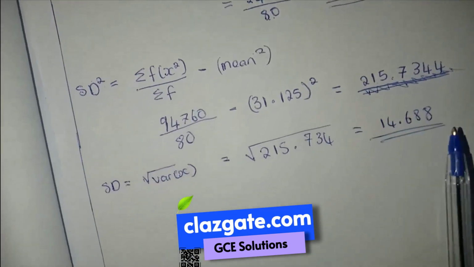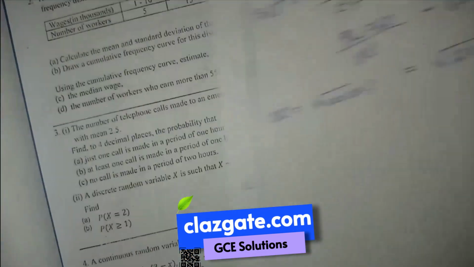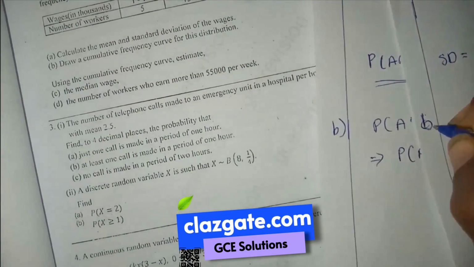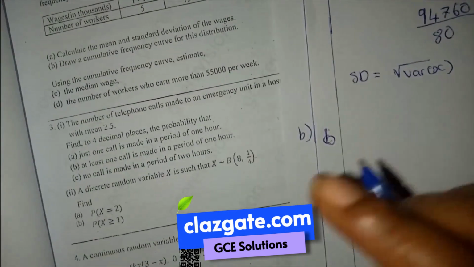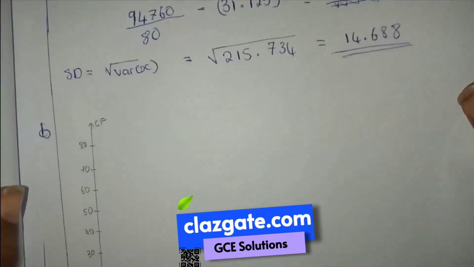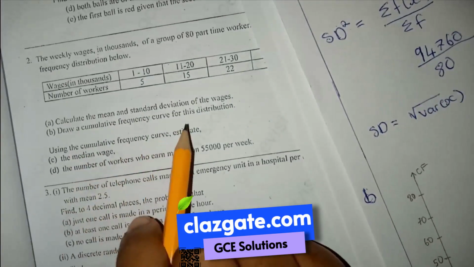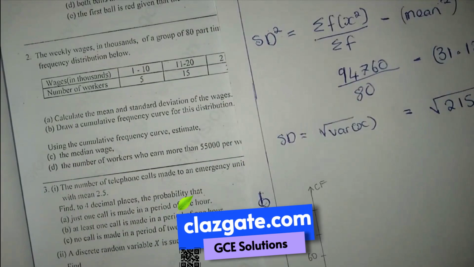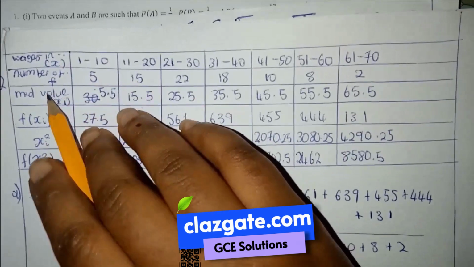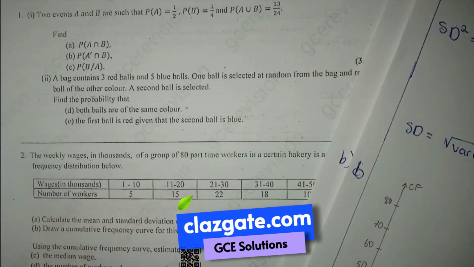Okay, so what is our C? Question C says that, okay, B was still at B. So by B, they said we should draw the cumulative frequency curve for this distribution. Question C is the cumulative frequency curve. We have to use it to estimate the median wage. Cumulative frequency. This is our frequency, the number of workers. Okay, anytime it's number of, that's the frequency.